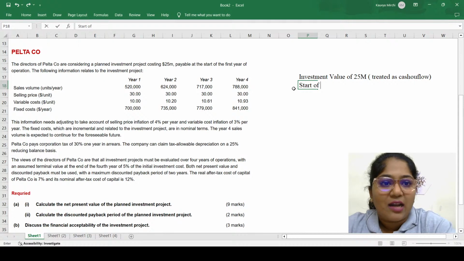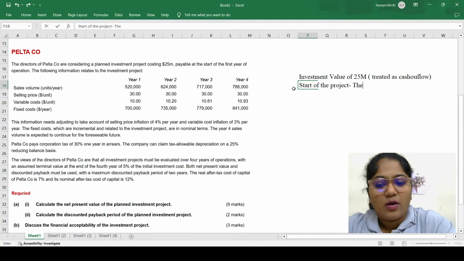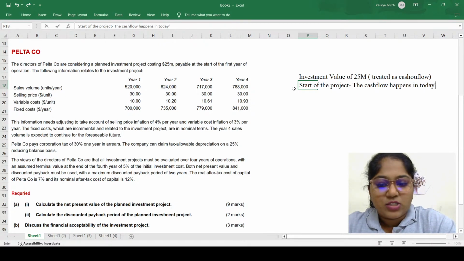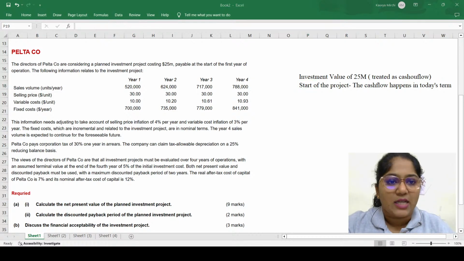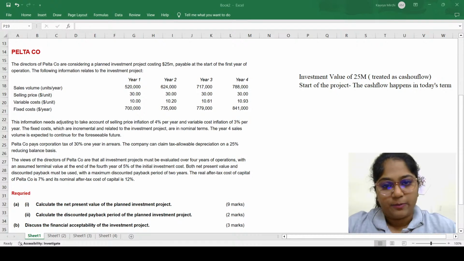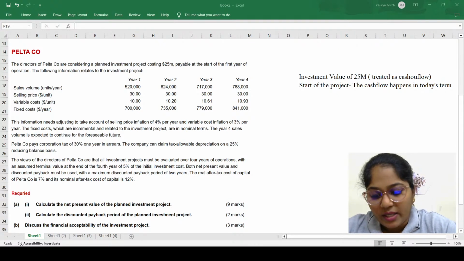So what do you mean by start of the project? The cash flow happens in today's terms. If I go ahead and start the project today, I have to incur 25 million. So the cash flow happens at T0, people. What is T0? T0 is nothing but today's terms. Okay, so let's move and read the next bit of it.